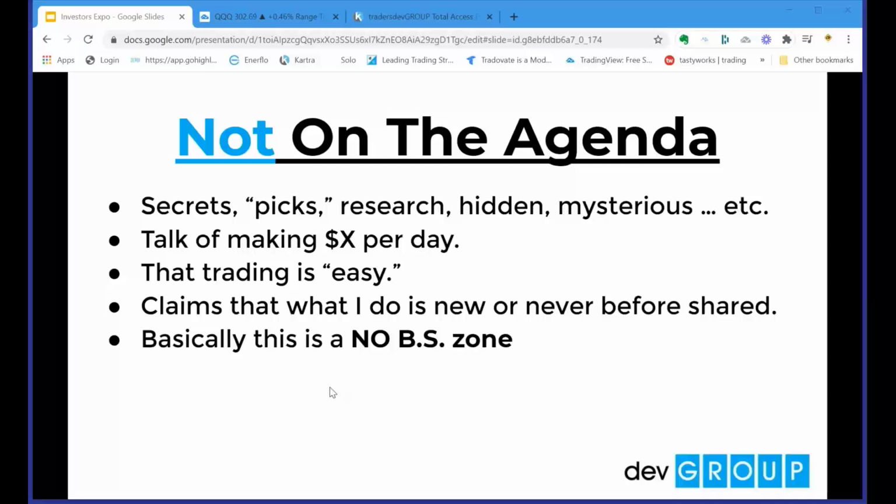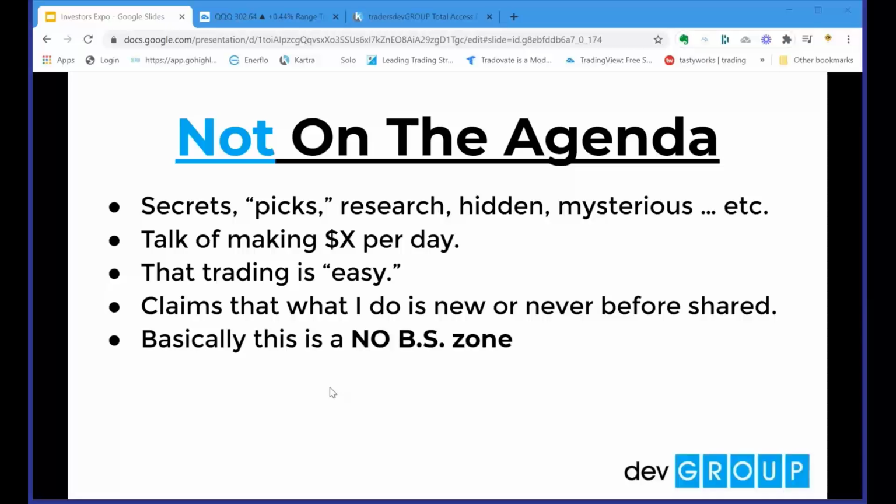I'm not going to suggest that trading is easy. In fact, this presentation is probably more suited for folks that have been kind of bitten by the bug and have a general interest in improving and honing their skills of trading. So trading is certainly not easy. There's nothing easy about it.